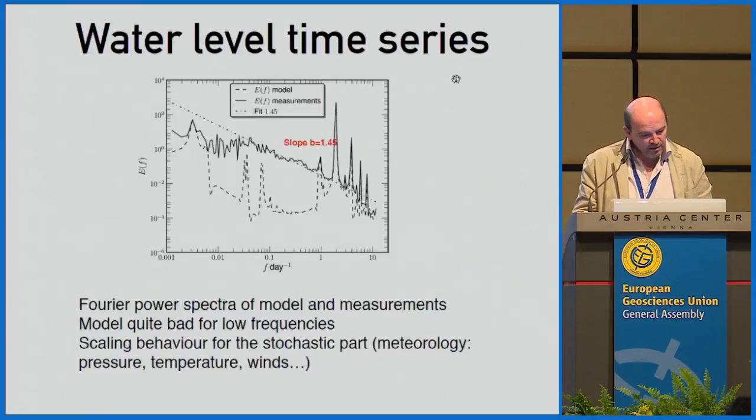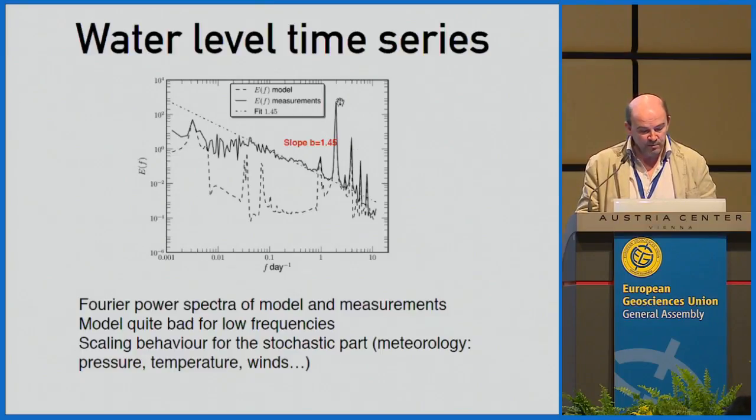If you look at the power spectrum in two cases, you can see that the model, in fact, is reproducing the peaks, which correspond to the tidal range and the harmonics here. But it's very bad for low frequency. What is the difference is that the deterministic part is given by the astronomy and the stochastic part is given by the meteorology. Meteorology being, in this case, low pressure or temperature or winds and a mixture of all this. And all this is producing this scaling behavior for low frequency, which is found here with a slope 1.45.